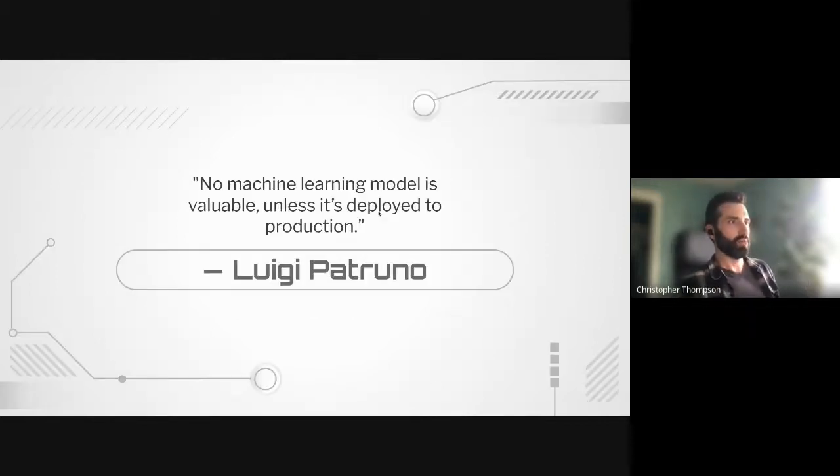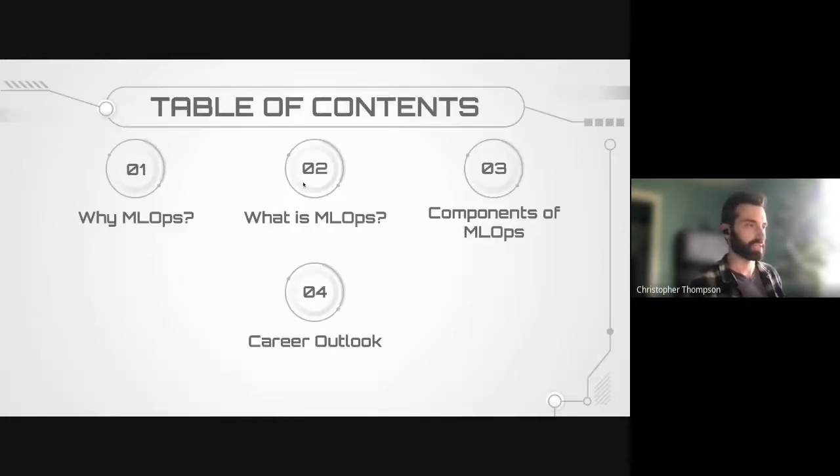So the quote: no machine learning model is valuable unless it's deployed to production. That's a really important concept to understand. You can build models all day long, but in order to actually make it useful to anybody, you have to be able to give it out to end users. And to tell end users that they need to feed an array of 64-bit floats to a machine learning model is not useful for end users. They just want to click a button and have things happen for them, right? And so we need ways to deploy models to those end users to make them useful.